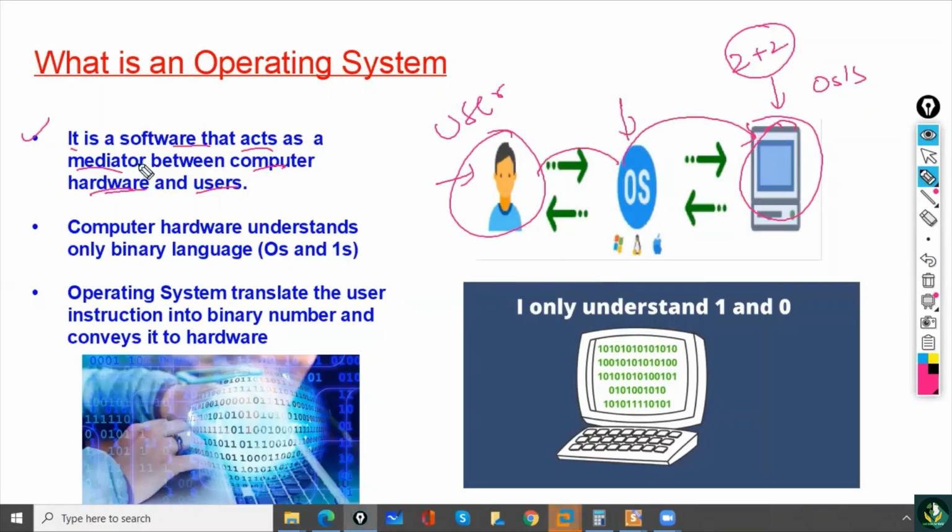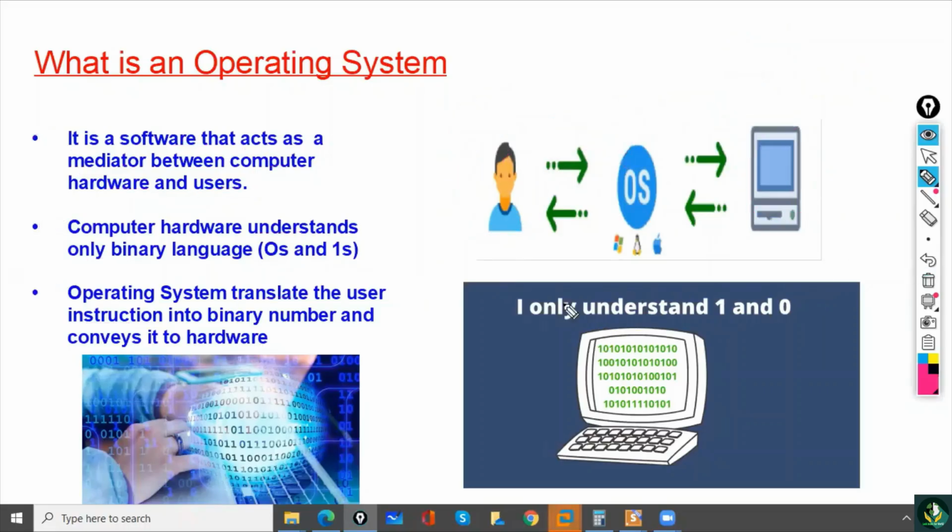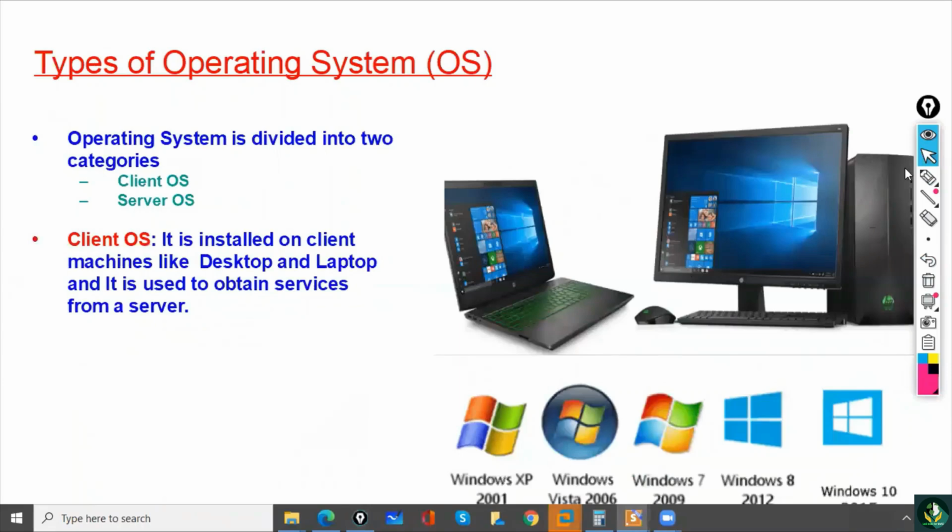So it is a software that acts as a mediator between computer hardware and user, and computer hardware understands only binary language, which is zeros and ones, and operating system translates the user instruction into binary numbers and conveys it to hardware. So the request will go to operating system. Operating system will translate your instruction into binary numbers and convey it to the computer, because computer understands only zeros and ones. This is the mediator, and we have different types of operating systems.